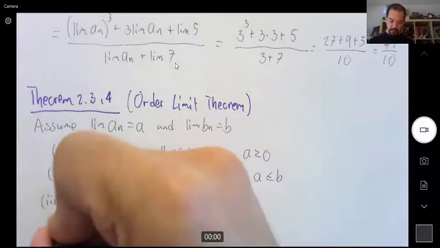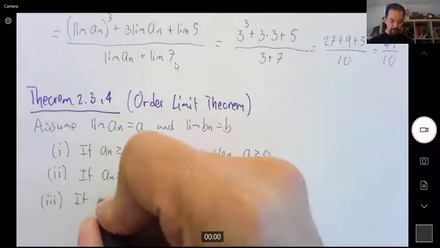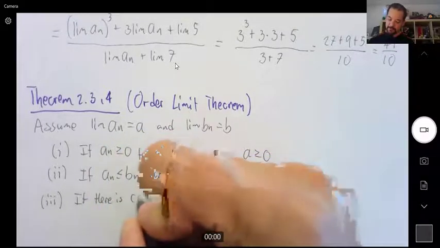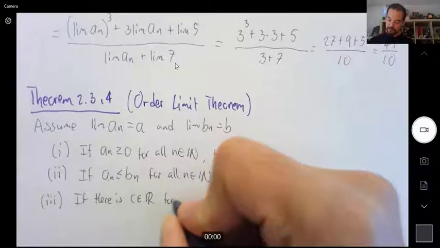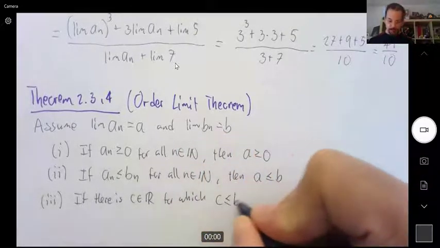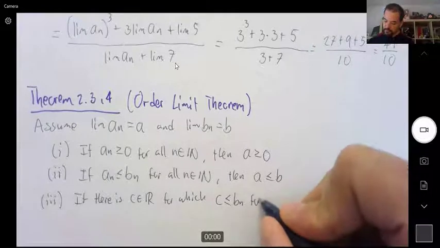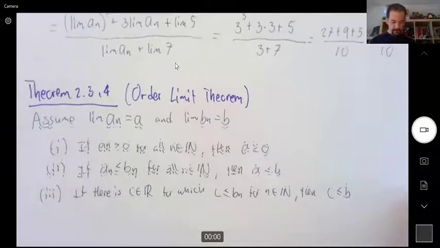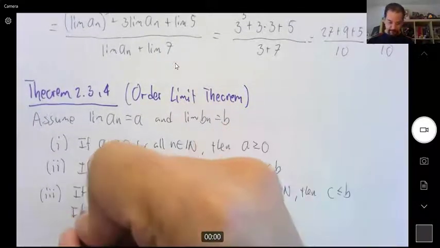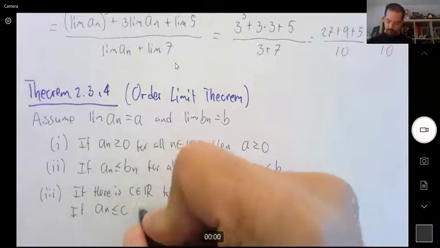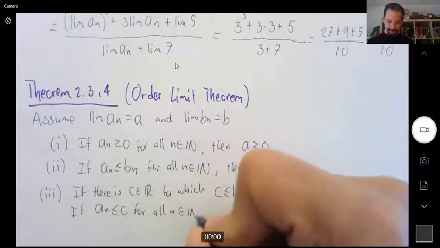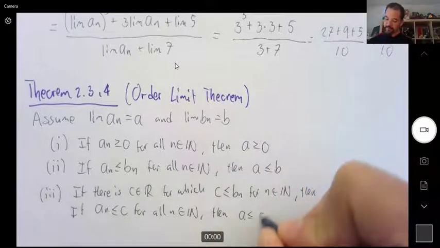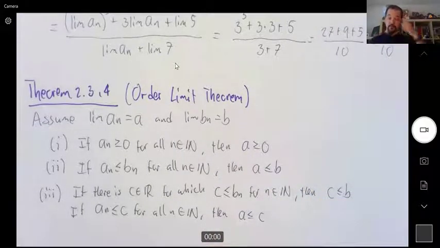And a little particular case of the previous one, if you think about it a little bit: if there is some constant c for which c is less than or equal to b_n for n in N, then c is less than or equal to b. And similarly, if a_n is less than or equal to c for all n, then a is less than or equal to c. All right? So in other words, limits preserve inequalities.